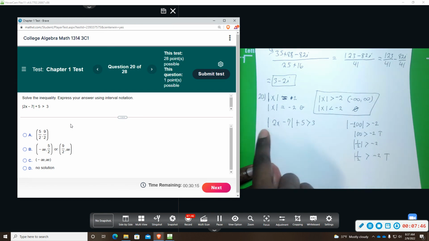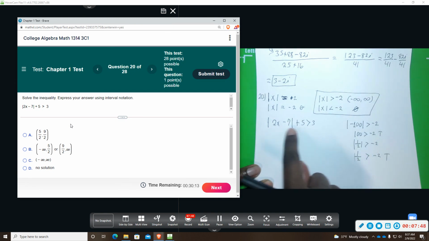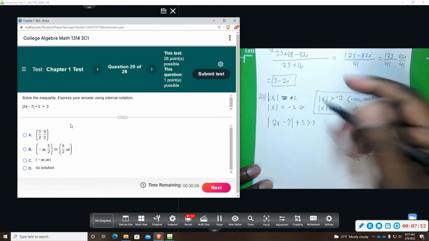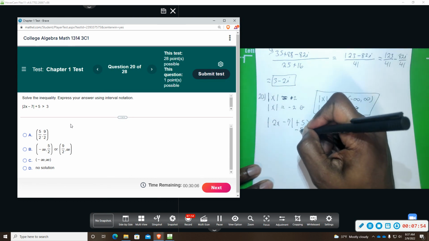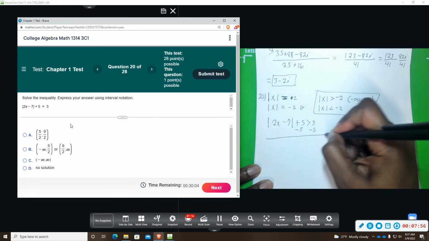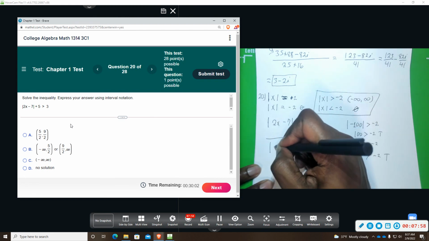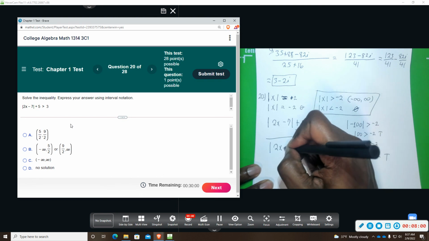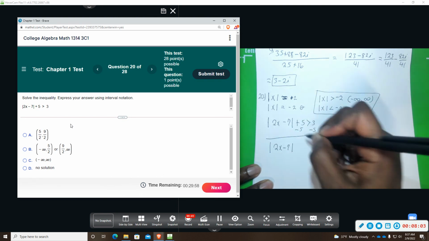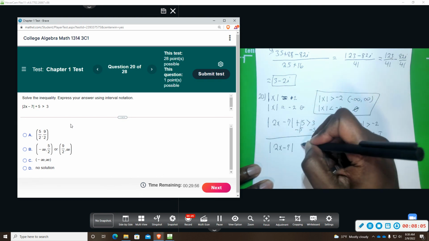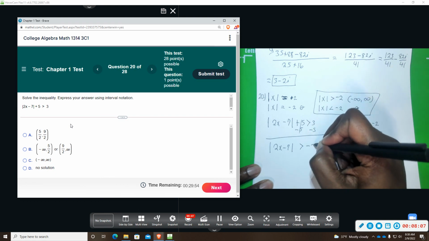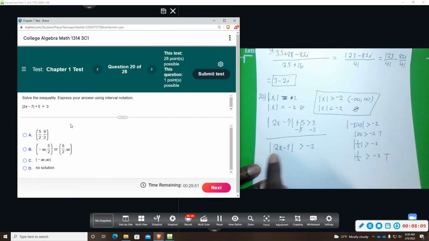Okay, so here we have this. We've got to simplify or isolate our absolute value expression. So we're going to subtract 5 from both sides. Then I have the absolute value of 2x minus 7, and the 5 cancels out to 0, is greater than negative 2.